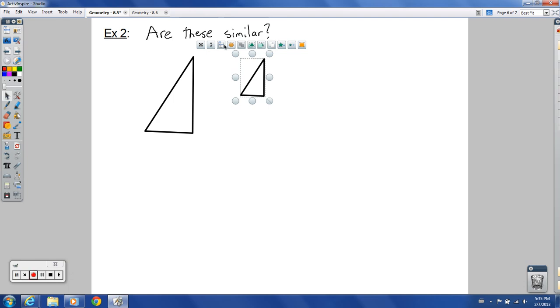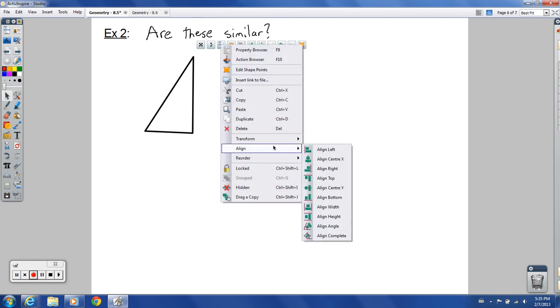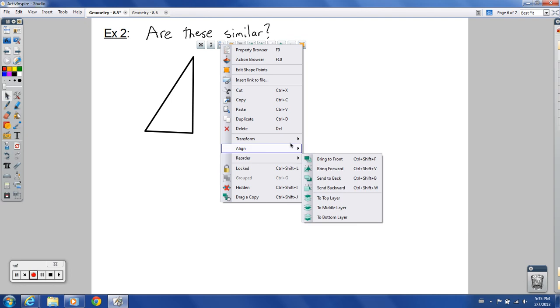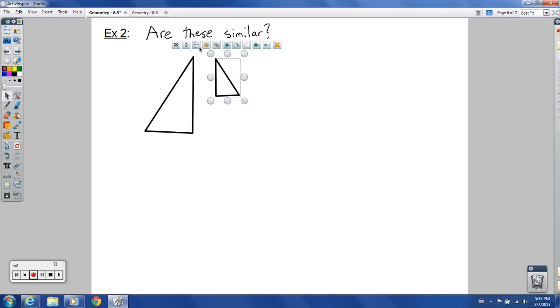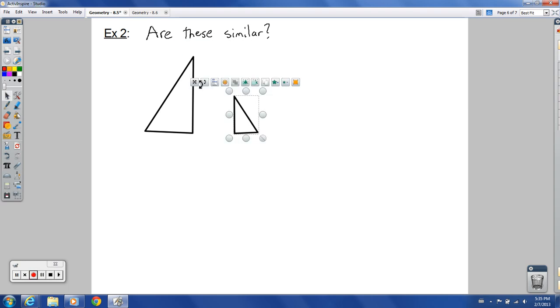This one I'm actually going to reflect in the y-axis as well. Where are we at there? Flipping the y-axis. There we go. So I flipped it around too. But I just transformed these objects. I kept the scale the same as I was doing that. But now let's put in some numbers. And let's see, based on the numbers, if this has to be true.